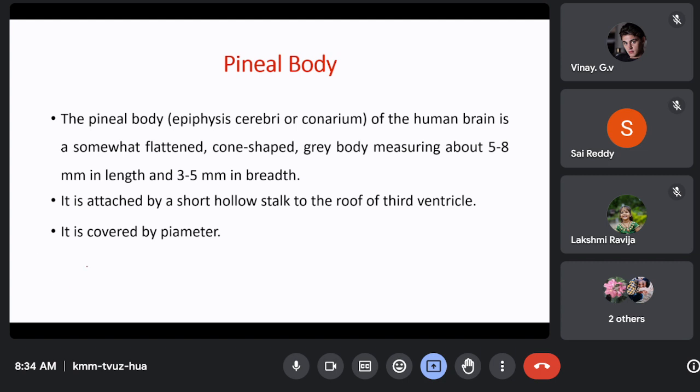Coming to the pineal gland, it is also called epiphysis because it is present on the dorsal side of the brain, attached to the diencephalon region. It is also called epiphysis cerebri or conarium, present in the human brain, and it is attached through a pineal stalk to the roof of the third ventricle.